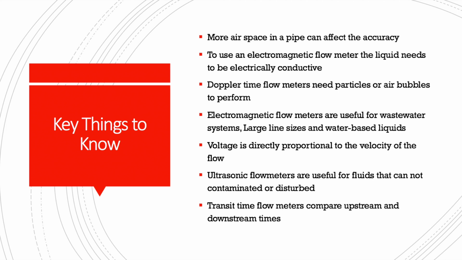Electromagnetic flow meters are useful for wastewater systems, large line sizes, and any water-based liquid. The voltage is directly proportional to the velocity of flow. Ultrasonic flow meters are useful for fluids that cannot be contaminated or disturbed. There's no need to actually come in contact with the liquid. Transit time flow meters compare upstream and downstream times.